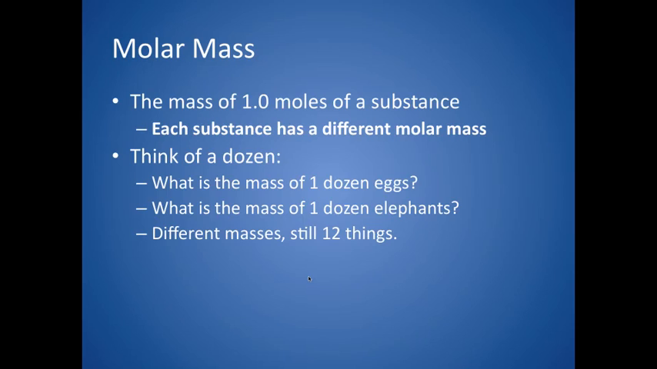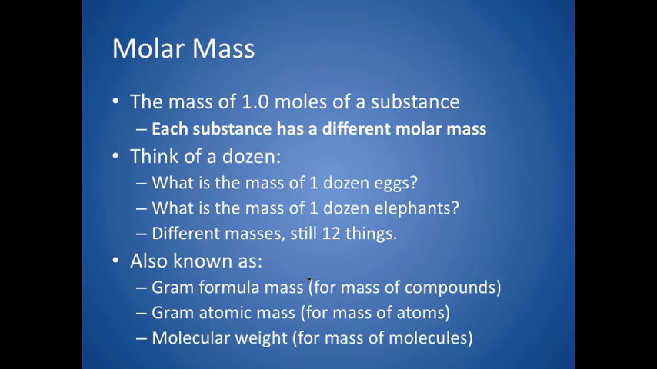So to make it a little bit more simple, let's think of a dozen. What is the mass of 1 dozen eggs? I don't know, right? But you can sort of estimate, right? What is the mass of 1 dozen elephants? Different, right? But still a dozen. There's 12 eggs in a dozen. There's 12 elephants in a dozen. The difference is the mass. It's still 12 things. So when we're talking about a mole, we're going to be talking about that same big number of things, 6.02 times 10 to the 23rd, but they may have different masses for different substances.